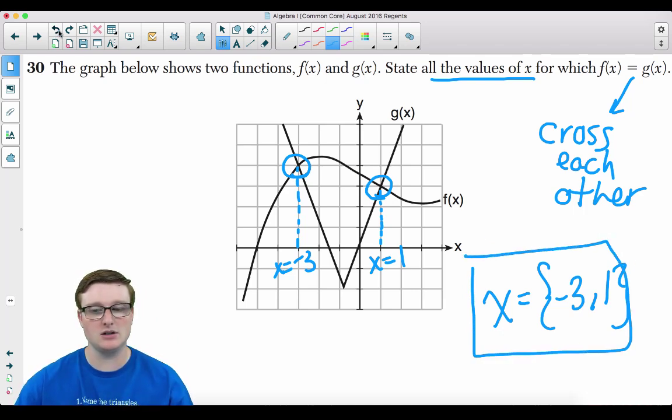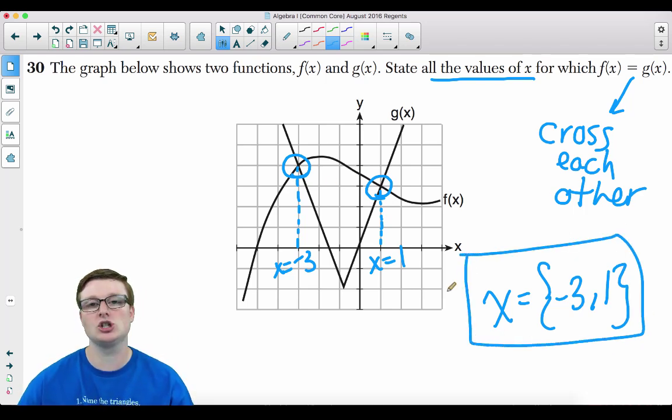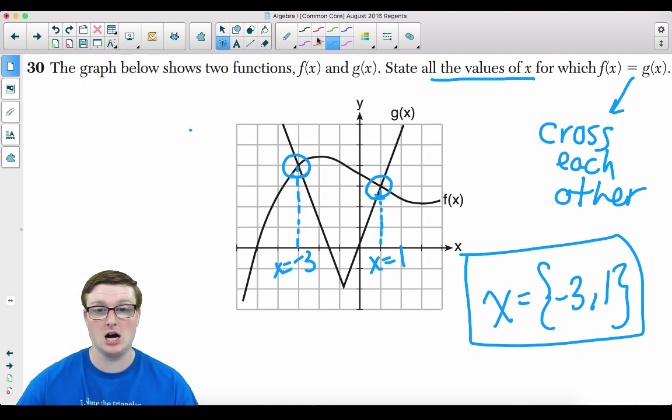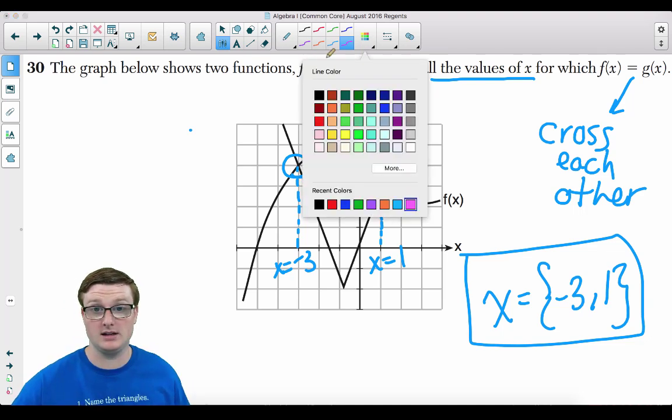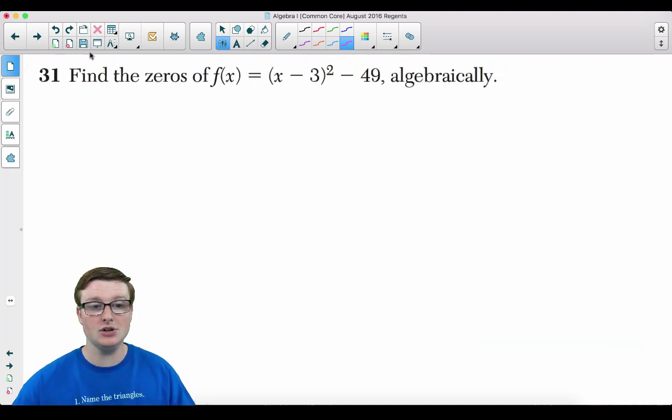Now, you don't need to necessarily write it in that notation. You could just say x equals -3 and x equals 1. That's perfectly fine as well. All right. That one was just a question just to really take the 2 points and run with it. Not too bad. 31. Find the zeros of f of x equals x minus 3 squared minus 49 algebraically.